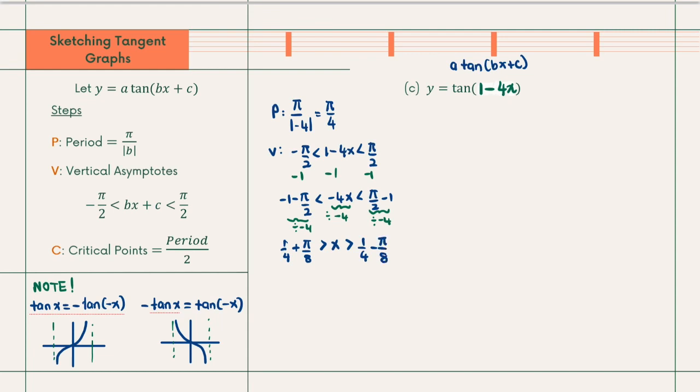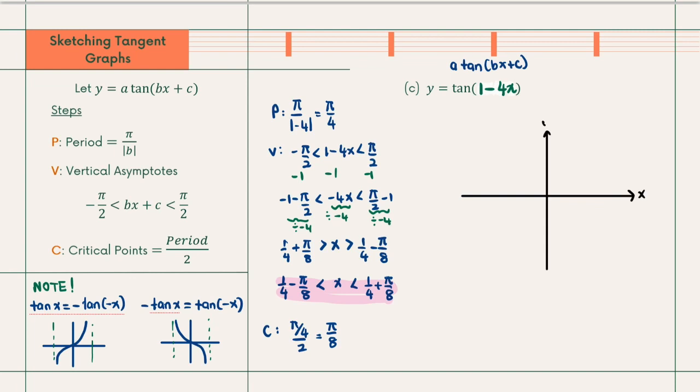Okay, so kita perlu tulis domain ini daripada less than. So 1 over 4 minus pi over 8 will be less than x and less than 1 over 4 plus pi over 8. Okay, so itu adalah kita punya vertical asymptote. Sekejap. Okay, this one is our vertical asymptote punya location. And last kali kita cari dia punya critical points adalah pi over 4, we divided by 2, so we get pi over 8.